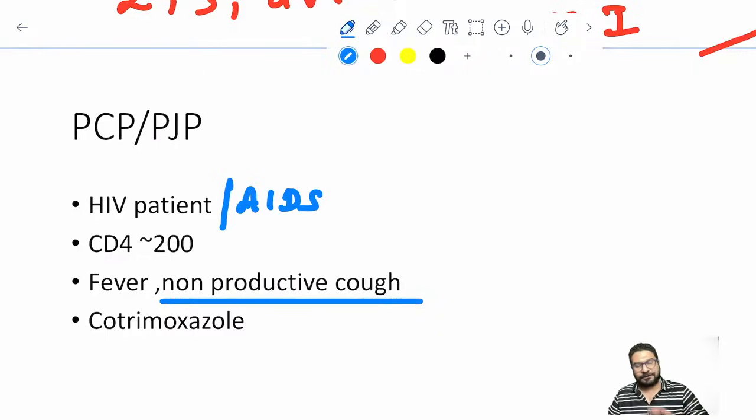So sometimes in MCQ they will give you, remember, HIV patient can have tuberculosis, it can also have streptococcal pneumonia, it can have any pneumonia. Right? So this is something which you have to remember.